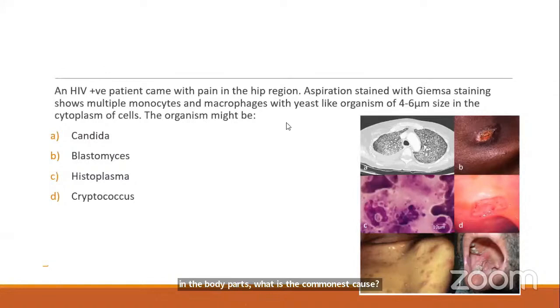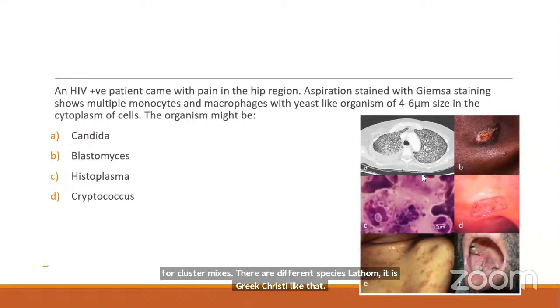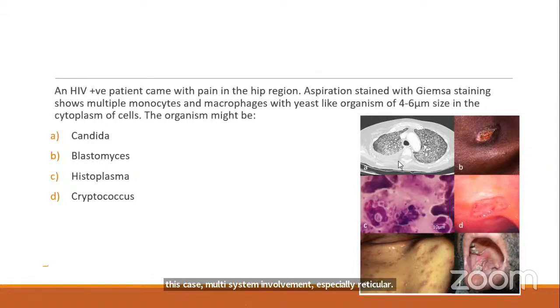If you are seeing broad-based budding, go for blastomycosis. If it is the North American region, go for blastomycosis. There are different species: Blastomyces dermatitidis, Gilchristii, like that. But in this case, multi-system involvement, especially reticuloendothelial involvement, like in the spleen, liver, etc., go for the diagnosis of histoplasmosis. Okay.